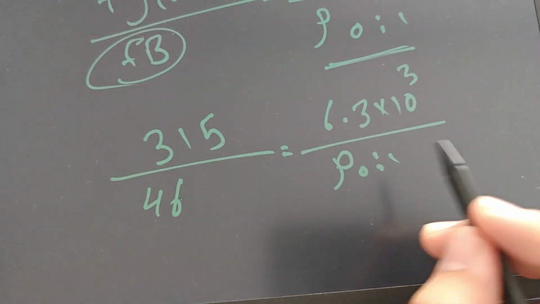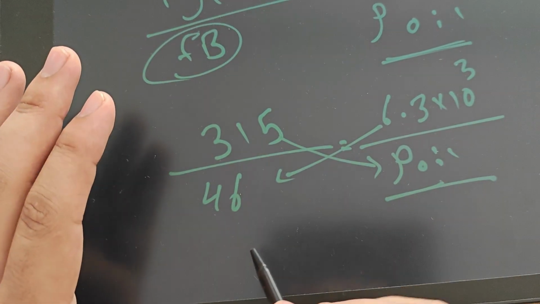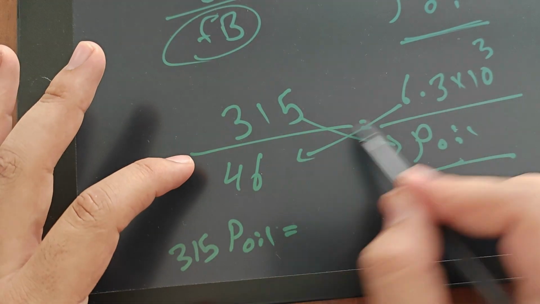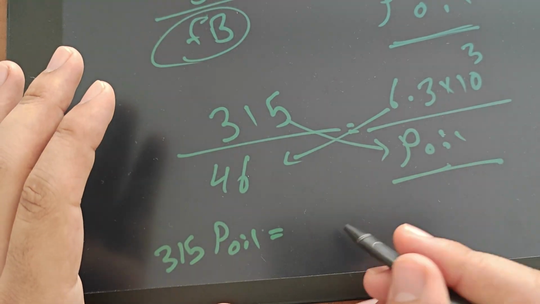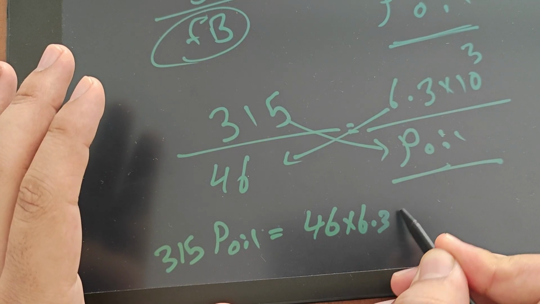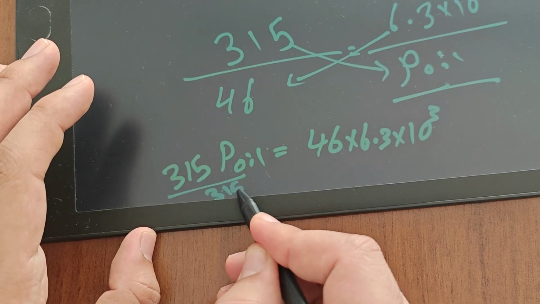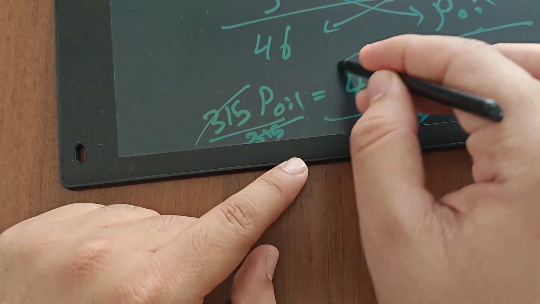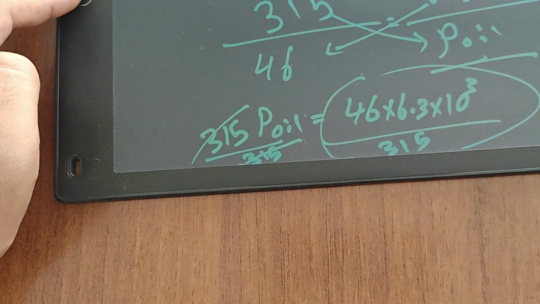Actually, I don't have a calculator, but you can arrange the equation. You multiply both of them crosswise. So the density of the oil times 315 will be equal to 46 times 6.3 times 10 power 3. Then to find the density of the oil, divide both sides by 315, so this 315 is cancelled. You can divide all of them and get the value of the density of the oil easily. Good.